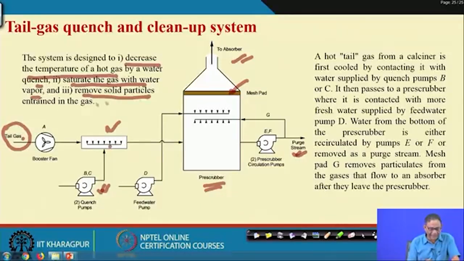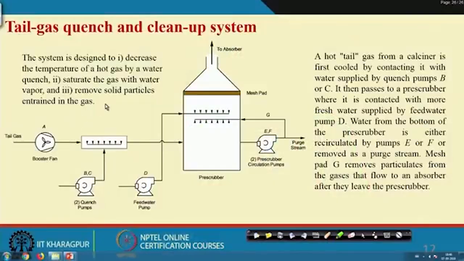Then remove solid particles entrained in the gas. This mesh pad is doing this purpose. Now, if I want to say what the system success is, then all three objectives must be fulfilled, then the system is successful. If any one of the things is not fulfilled, then the system is a failure.